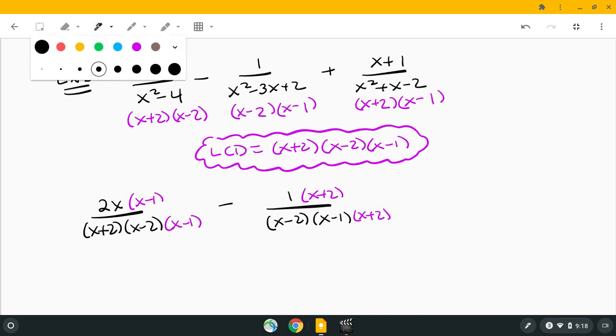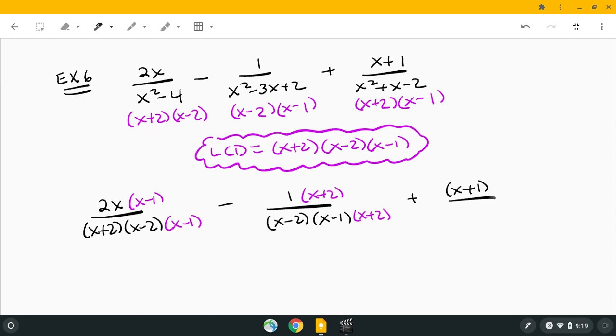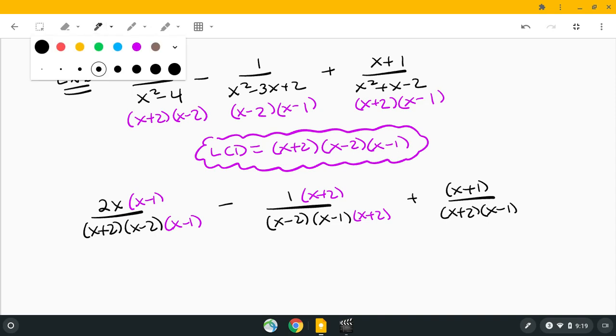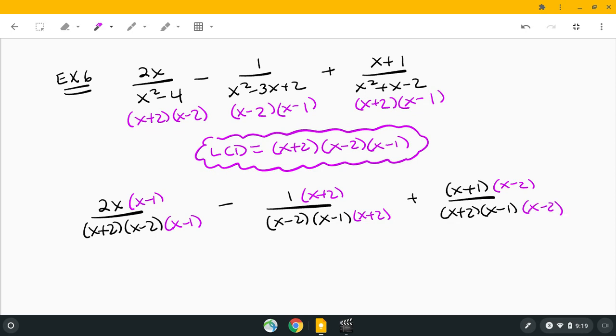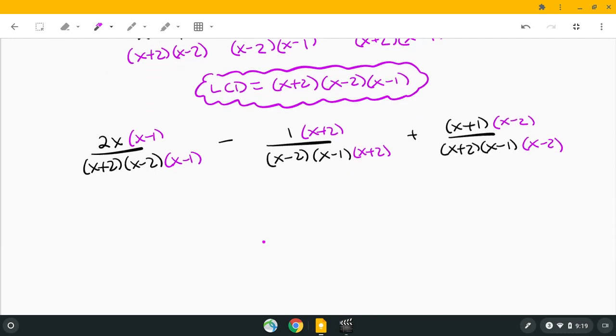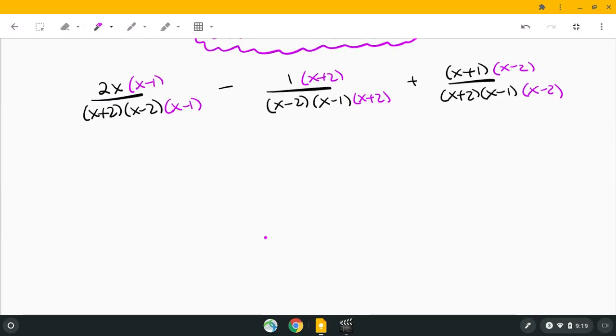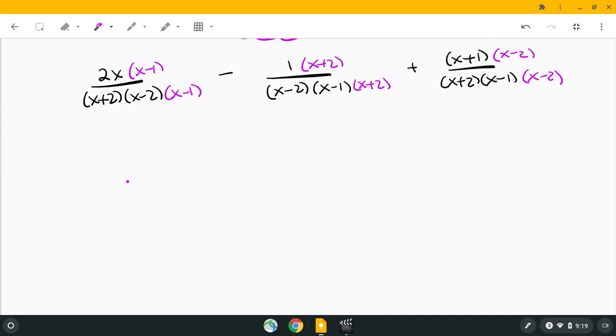Good. And let's do the third one. We have x plus 1. We have x plus 2, x minus 1. And we are missing, let's see, we have x plus 2, we have x minus 1. We're missing x minus 2. All right, very good. So now all of the denominators look like the LCD. Okay, so now we can go ahead and multiply out and combine like terms. Okay, let's see what we get here.